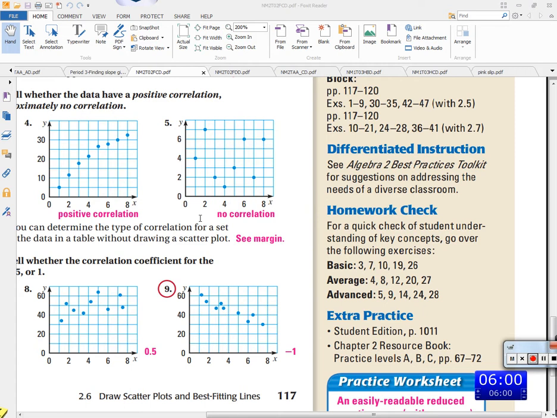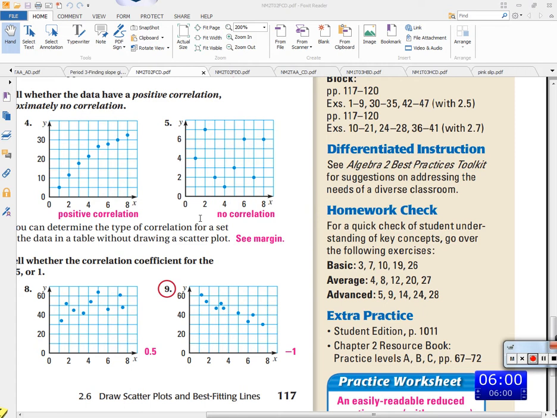If as the x increases, y decreases, maybe not the same amount every time. But by a little bit. By a predictable amount. Right? Okay. As x increases, y decreases, what if x increases and y increases?